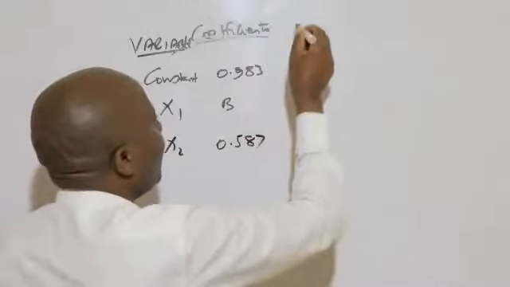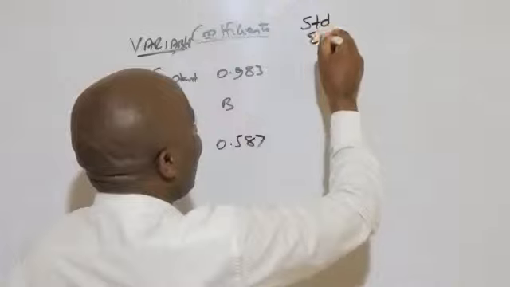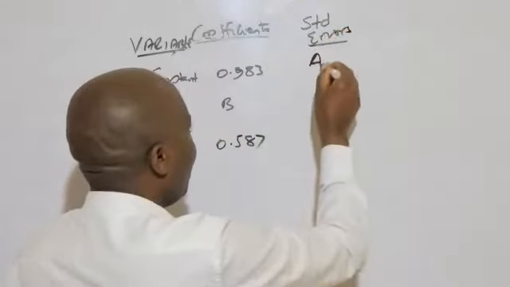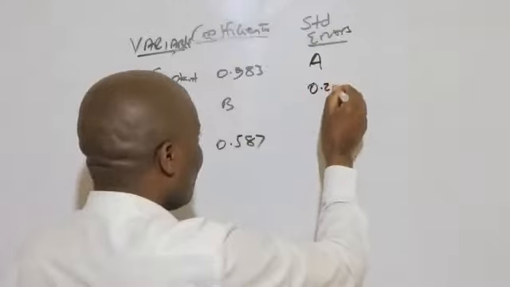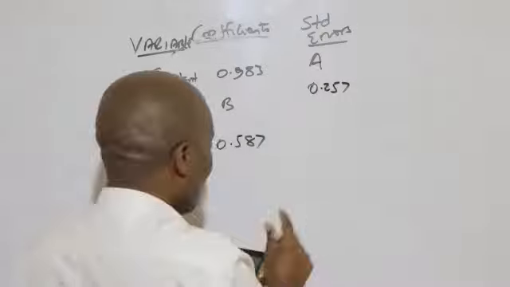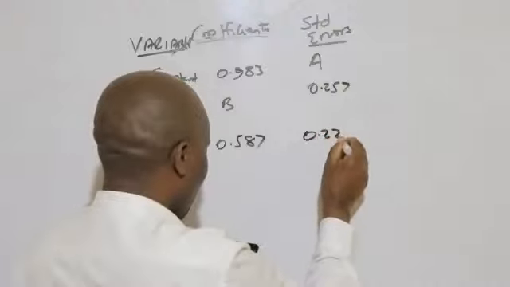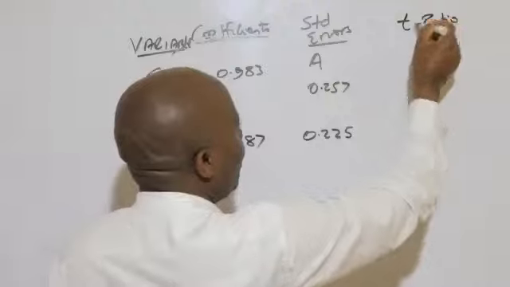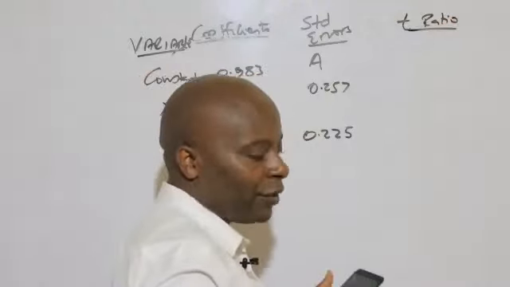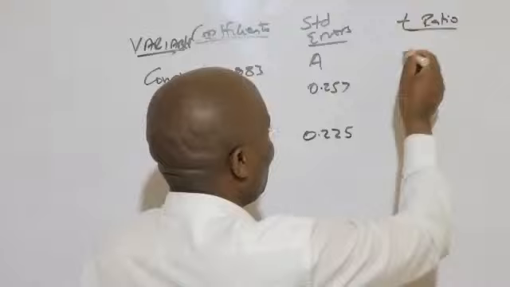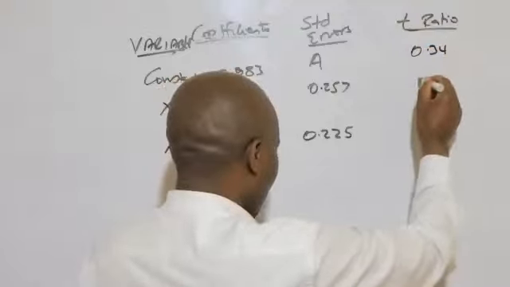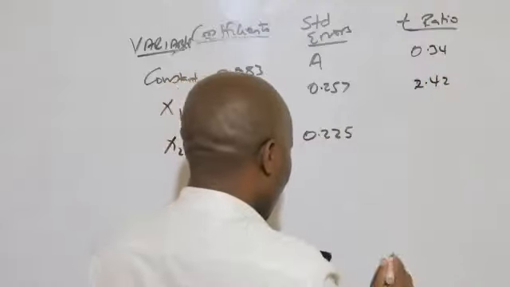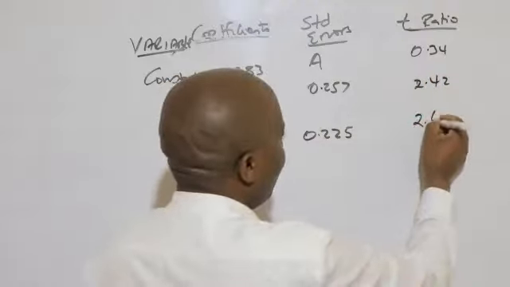Then they have given us the standard errors. For the standard errors, we have A, we have 0.257, we have 0.225, and then they have given us the T ratios. The T ratios, what do we have there? We have 0.34, we have 2.42, and then lastly we have 2.61.